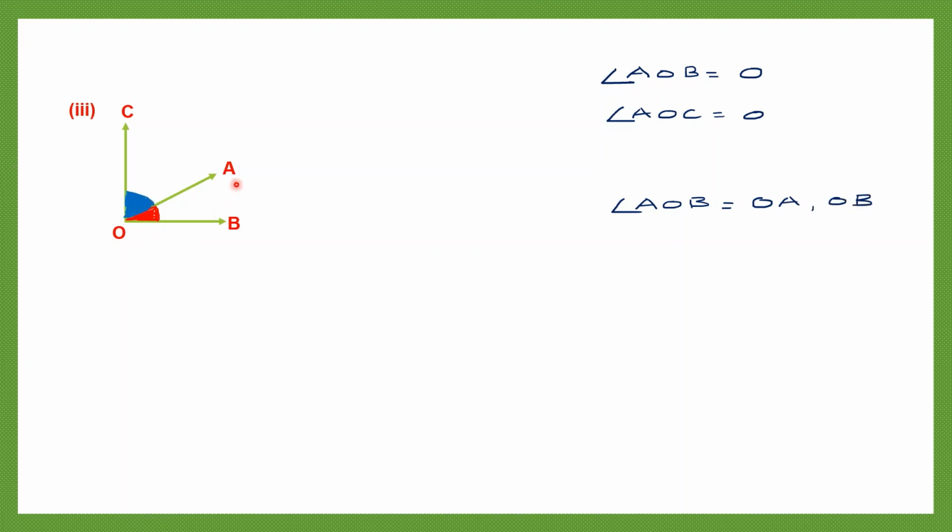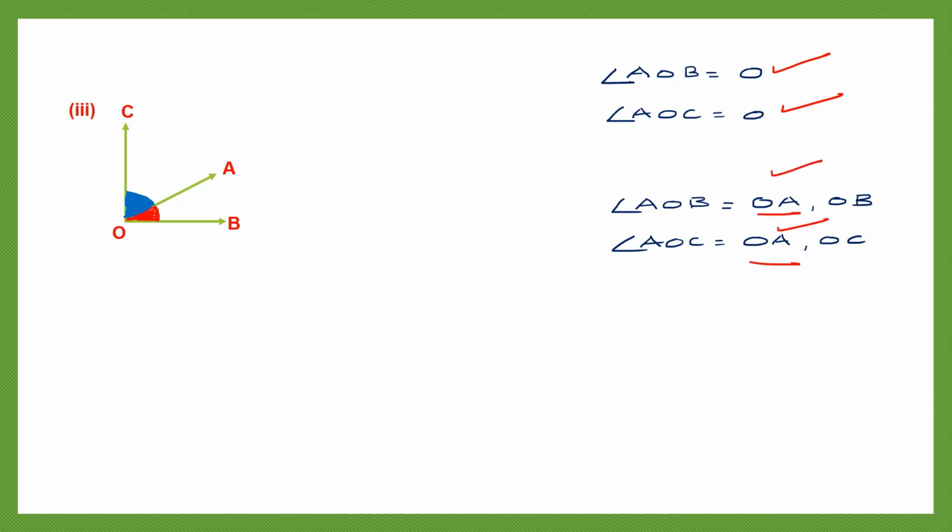Now let's look at angle AOC. What are the arms? OA and OC. Let's write it down. Angle AOC. The arms are OA and OC. Okay, so now let's look at this. Now here the vertex is common. Here there's one arm that's common to both.